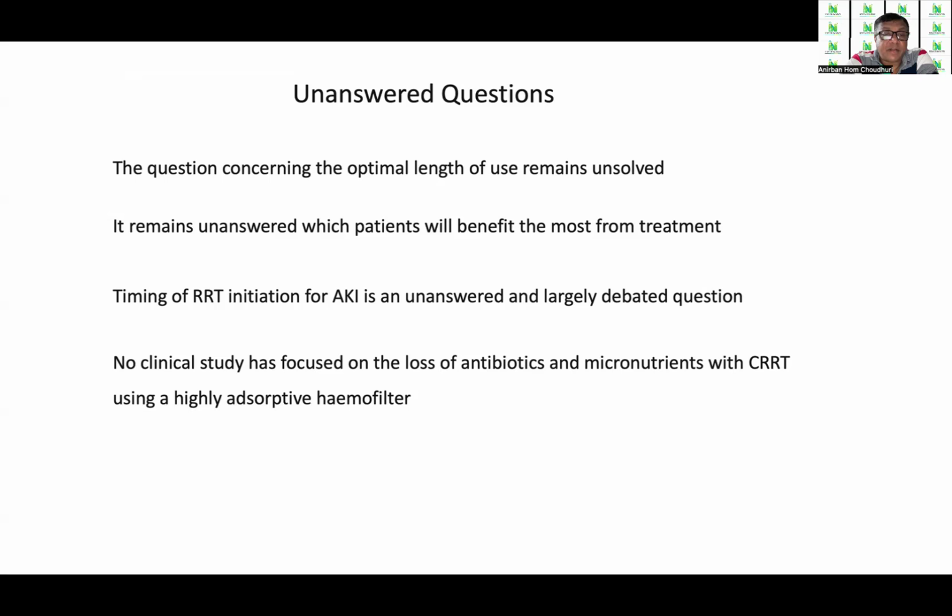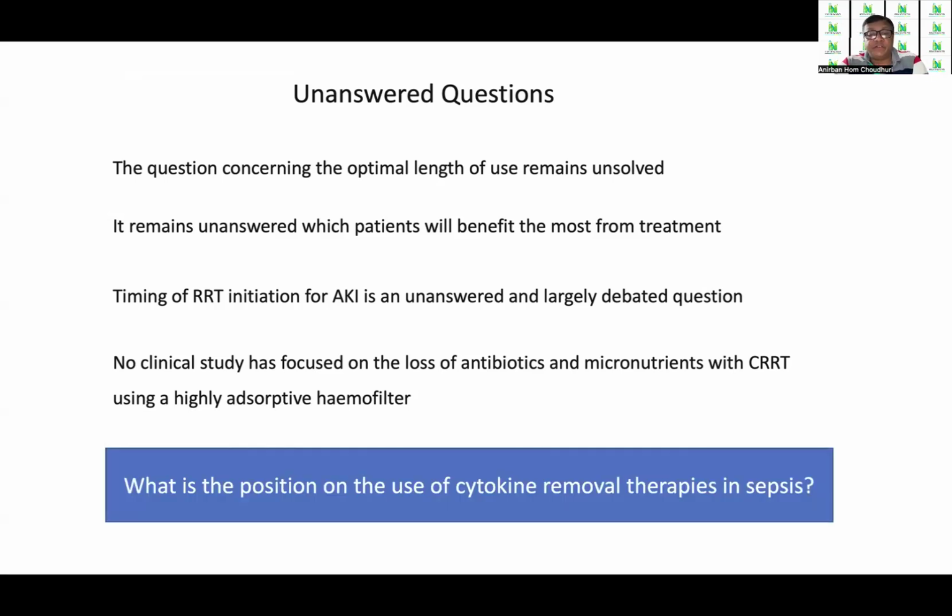The timing of RRT initiation for AKI is unanswered and largely a debated question. And there has been no clinical study which has focused on the loss of antibiotics and micronutrients during CRRT using a highly adsorptive hemofilter. So once these queries get settled, probably it will be more useful to draw an inference.